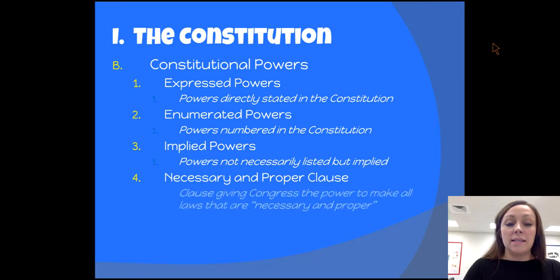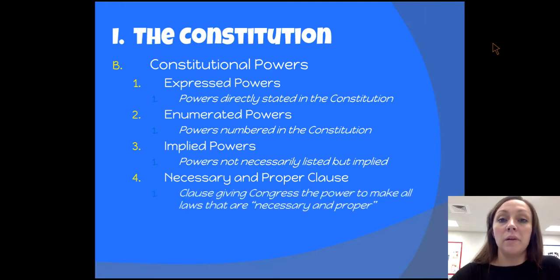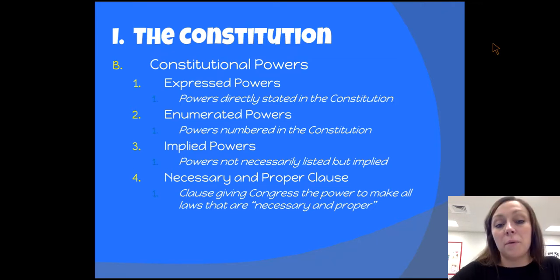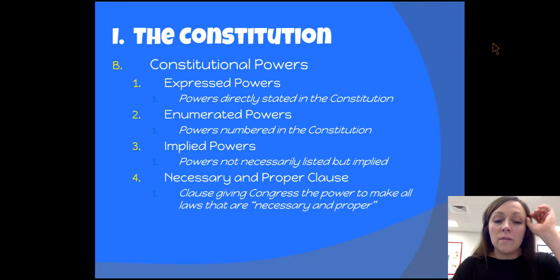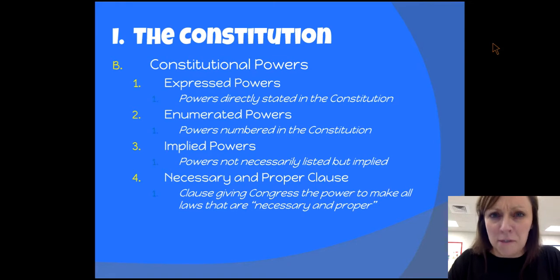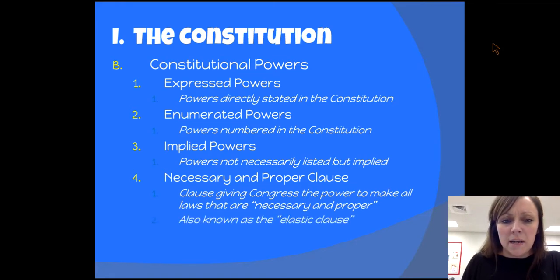And last but not least is the necessary and proper clause. This is probably the most important clause of the Constitution if you're a member of Congress, because this clause basically gives Congress the authority to make any law that they think is necessary or proper. This is kind of like the catch-all clause. So if Congress isn't sure if they have the authority to make a law, they can always say, well, the necessary and proper clause does say that we can create any law that is necessary and proper. So I think this is necessary and proper, so we should create it, by golly. And that's essentially what this does.